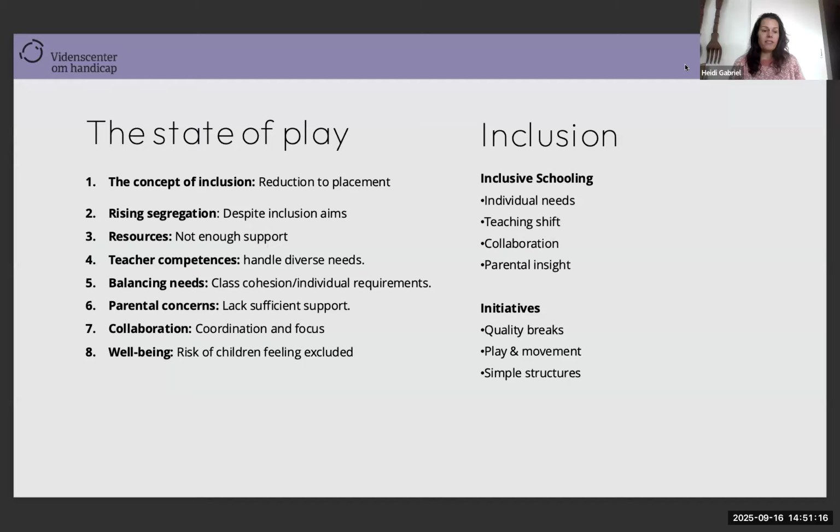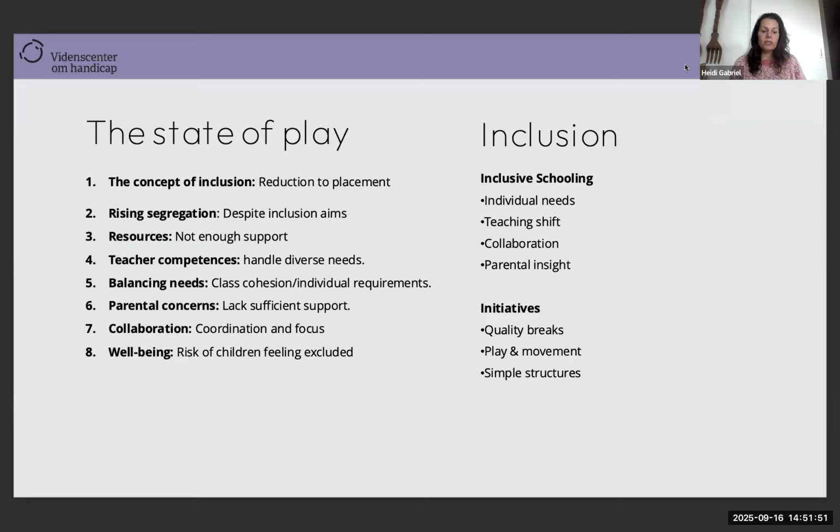process. And then we have worked with this in some practical steps, and that is those short quality breaks that improve focus and helps the children to be a part of the school day. And then play and movement, we see build resilience and social skills, and therefore we emphasize on play and movement for all children. And of course, in the classroom, outside of the classroom as well.